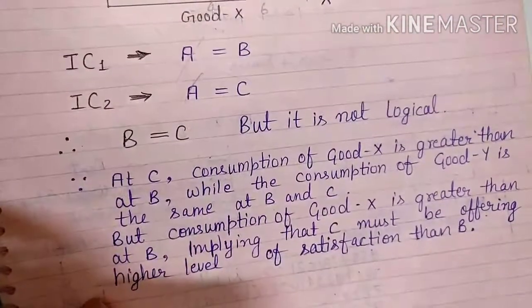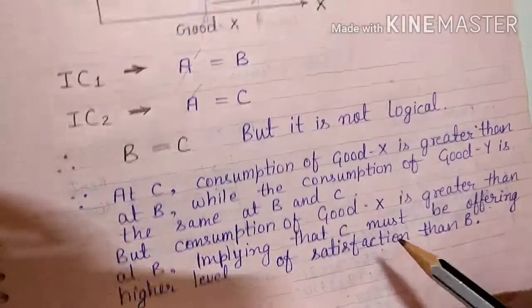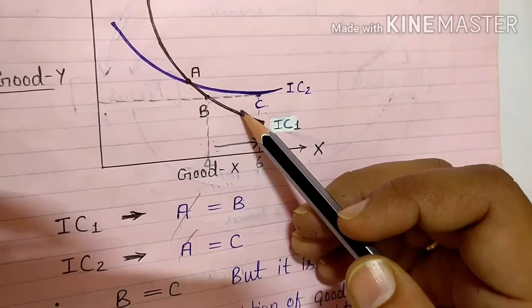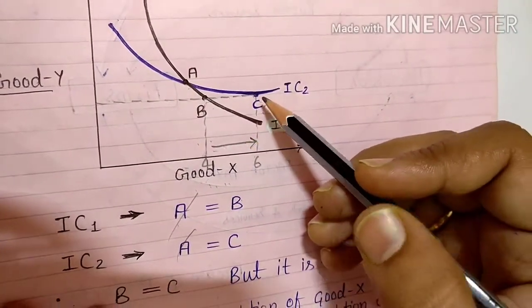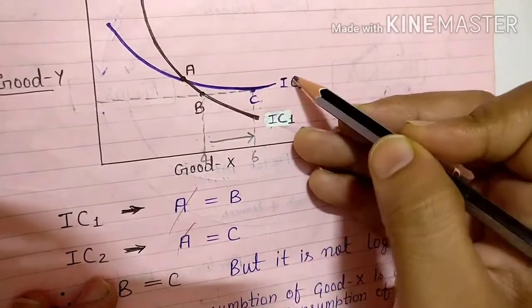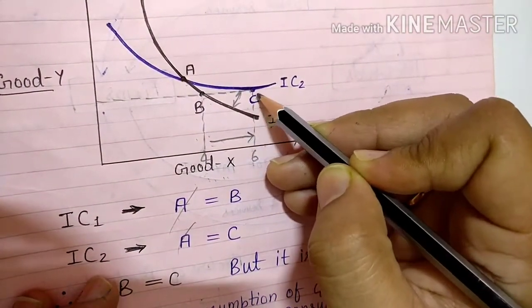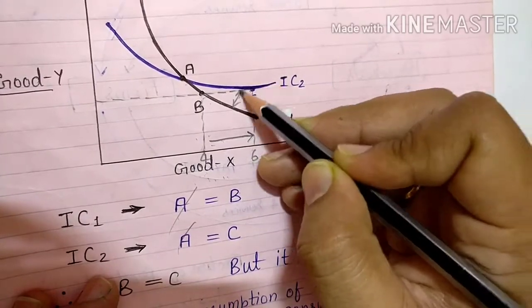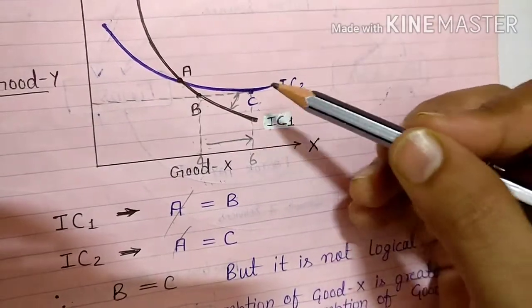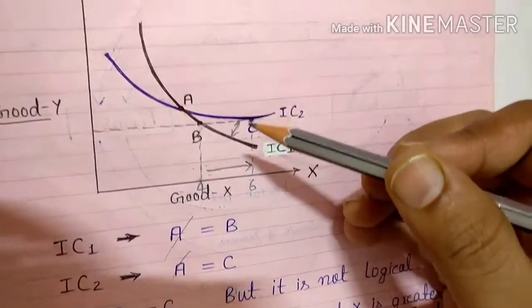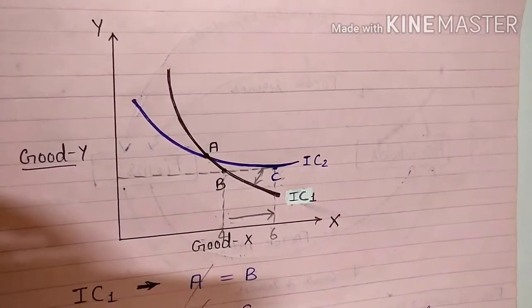So it implies that C must be offering a higher level of satisfaction than B. In the third property, we have learned that the higher the IC, the more satisfaction it gives. IC1 is here, IC2 is here, upside. See, this much gap is there. So it is giving higher satisfaction, more satisfaction. So it shows that they can't ever intersect each other. So we can say that ICs do not cross or intersect each other.